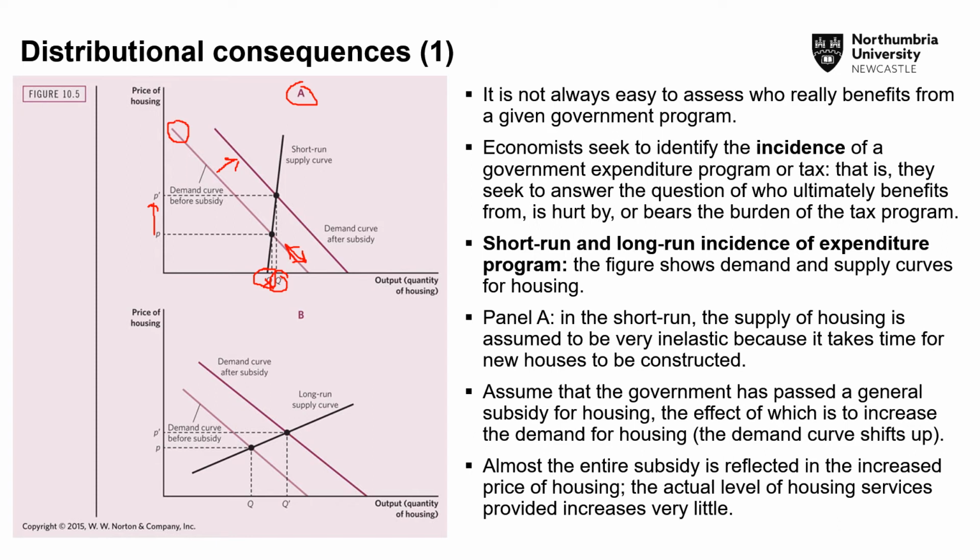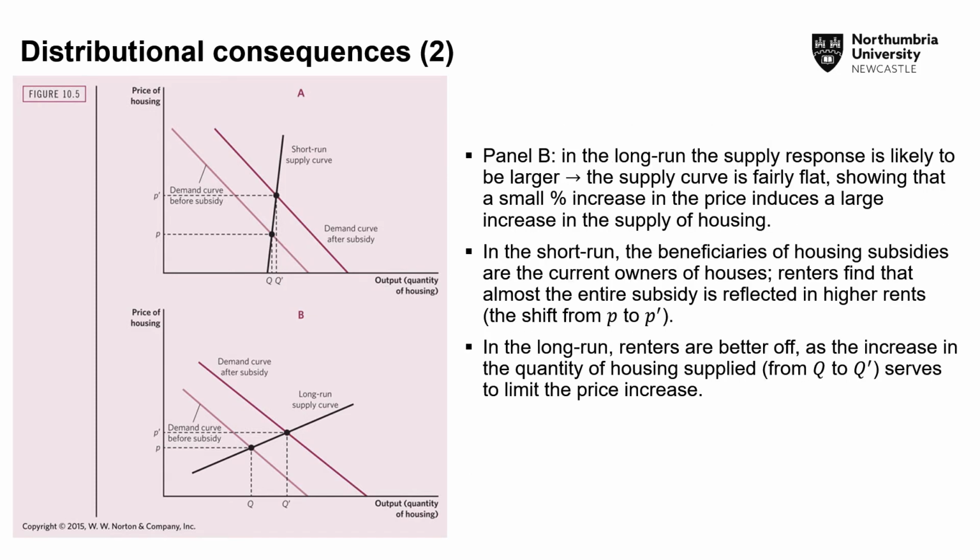And that is because the short-run supply is inelastic. In other words, we have a steep supply curve. Now, let us look at a situation where we have elastic supply. In other words, the quantity supplied does respond to changes in the price level. So let's say that now in the long run, the quantity supplied of housing responds to changes in the price level. So what that means is that the supply curve is a lot flatter.